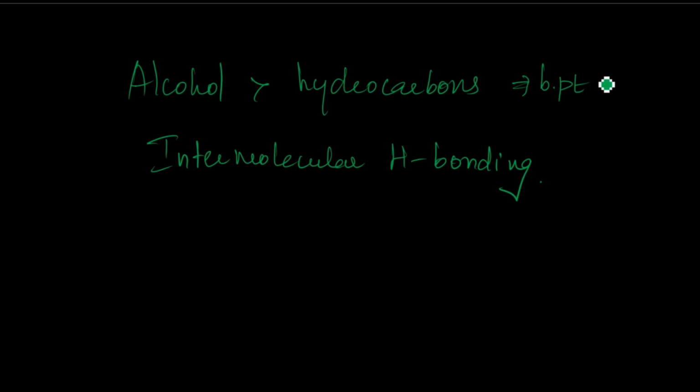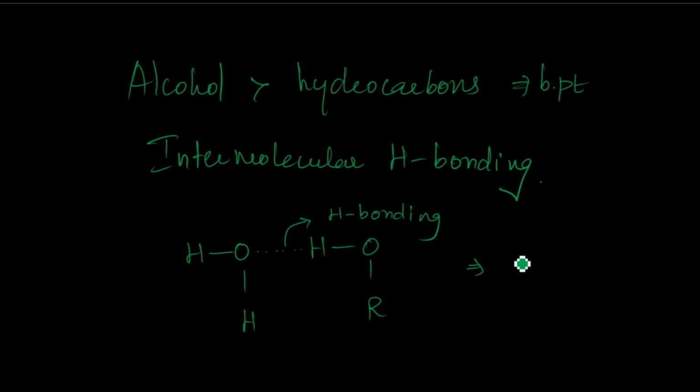Okay, so you can see, let's say I'm having an alcohol like this. This is a water molecule and this is the alcohol. I'm taking these two. So the bond is formed between the oxygen and the hydrogen. Because of this hydrogen bonding, it makes it soluble in water.